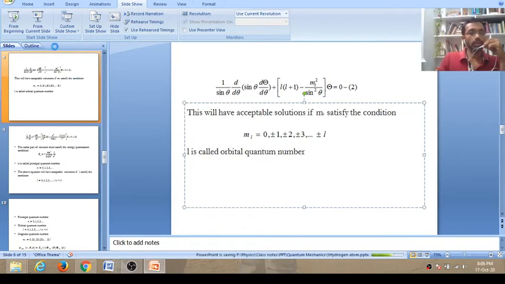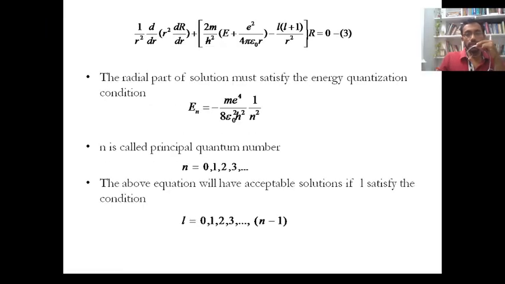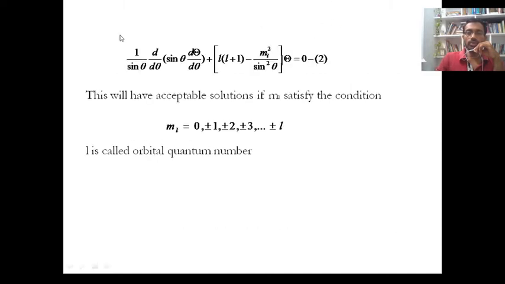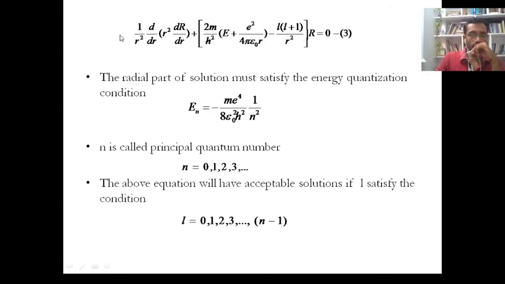Okay. Then we can go to the third equation. It is the third equation, that is the radial equation that we know, that is equal to 1 by r square d by dr r square d capital R by dr plus 2m by h cut square e plus e square by 4 pi epsilon 0 minus L into L plus 1 by r square into capital R equal to 0. It is the third equation with us.